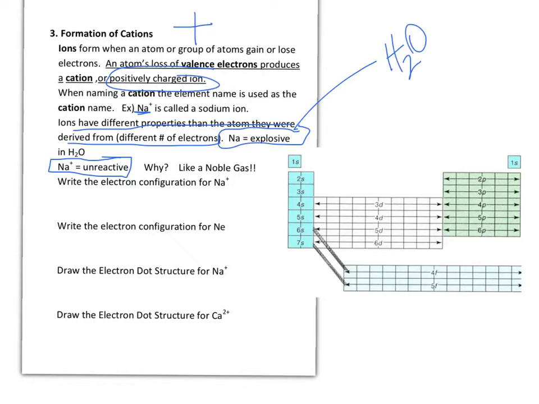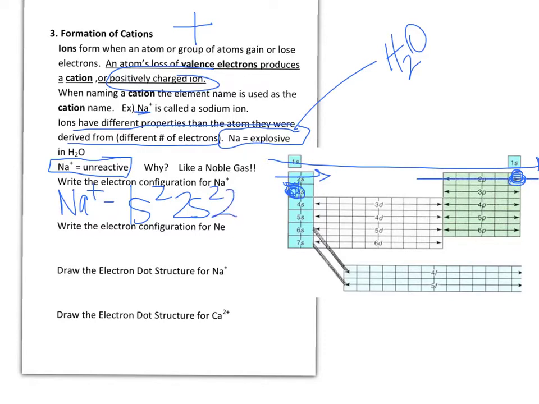gas. So if we look at writing the electron configuration, on the periodic table, we have sodium right here, and neon is right here. So if we write the electron configuration for sodium plus, instead of doing the full electron configuration, 1s2, 2s2, 2p6, what will happen is we are going to lose one electron.